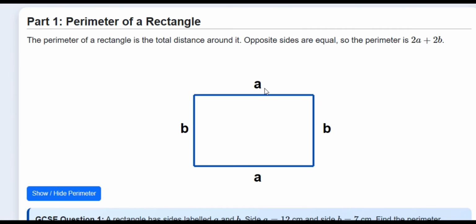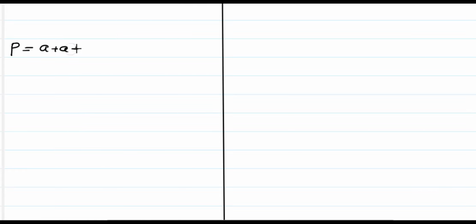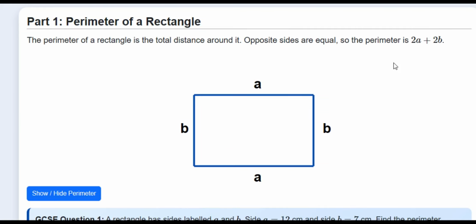So perimeter P is given by, I can just say A plus A, because there are two sides which are equal, this one plus this one, then B plus B, like that. But you see, this A plus A will be 2A, then B plus B will be 2B. So then it becomes 2A plus 2B. That's why you see here I say the perimeter is given by 2A plus 2B.